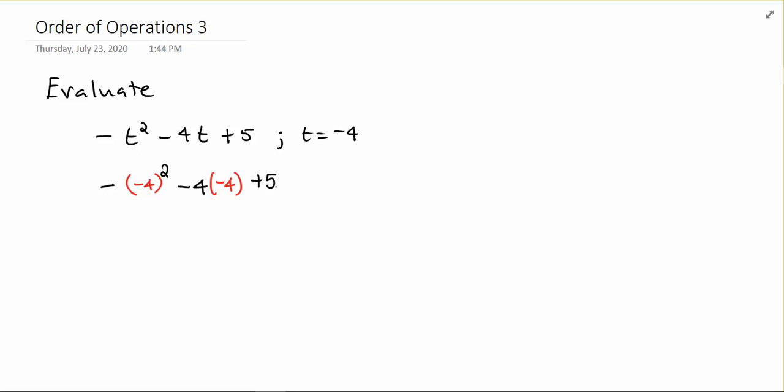Right? And now I'm going to follow the order of operations to do it. So I'll do that in a minute. So remember, important, use parentheses when putting a value in. Okay? And now we're going to follow the order of operations.